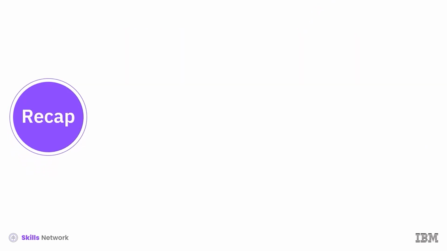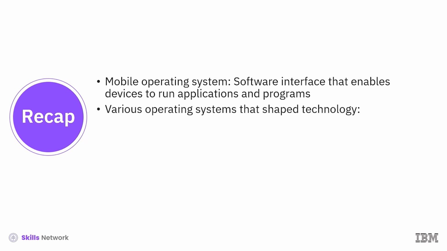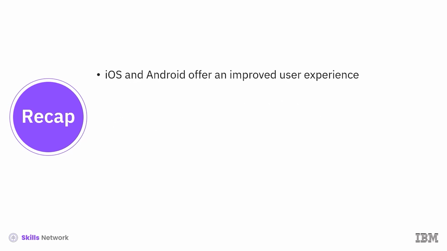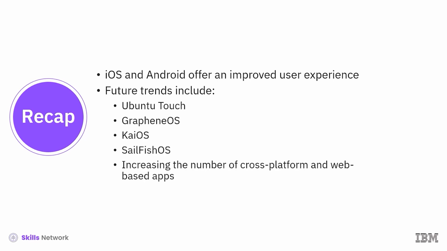In this video, you learned that a mobile operating system is a software interface that enables your device to run applications and programs. Several operating systems have shaped technology, including Palm OS, Symbian OS, BlackBerry OS, and Windows OS. Mobile operating systems like iOS and Android offer improved user experience. Future trends in mobile operating systems include developing new systems like Ubuntu Touch, Graphene OS, KaiOS, and Sailfish OS, and increasing the number of cross-platform and web-based apps.